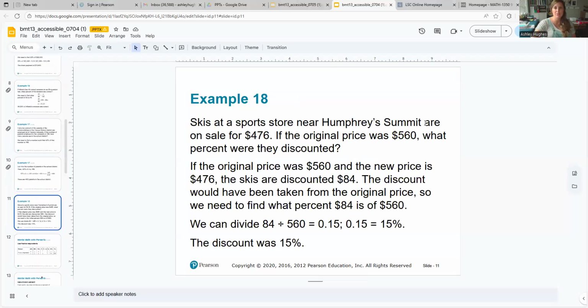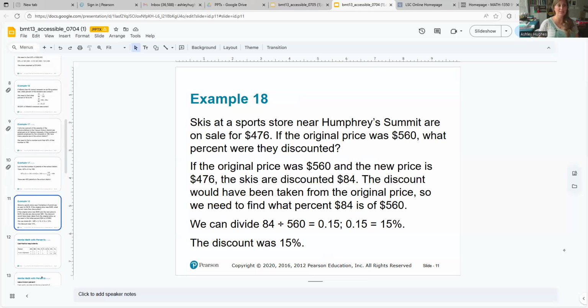Skis at a sports store in the Humphrey Summit are on sale for $476. If the original price was $560, what percent are they discounted? The original price was $560 and the new price is $476. The skis are discounted $84. The discount would have been taken from the original price, so we need to find what percent 84 is of 560.